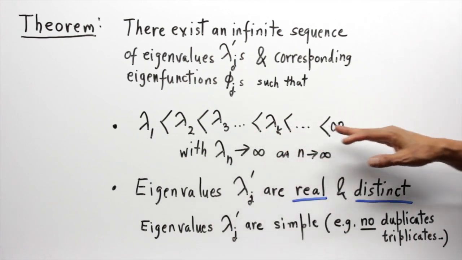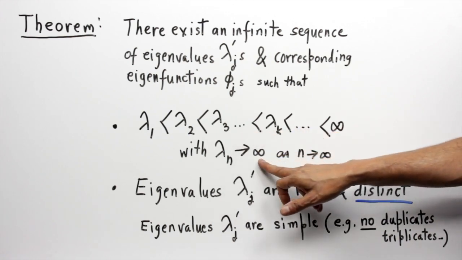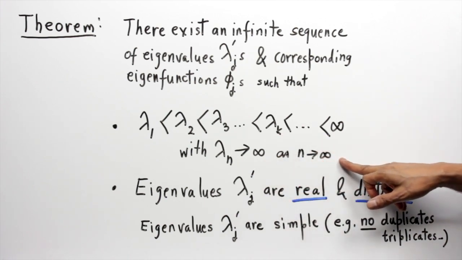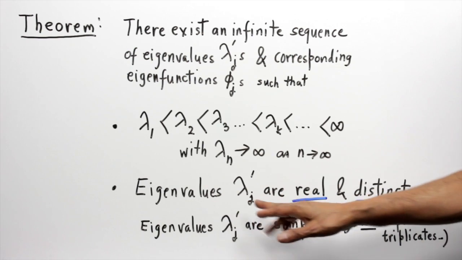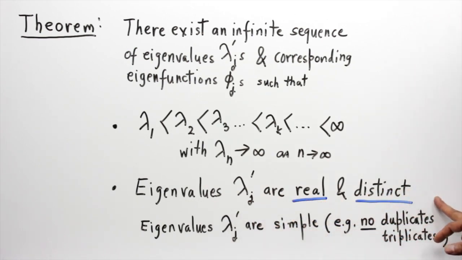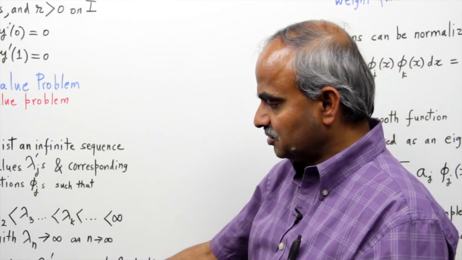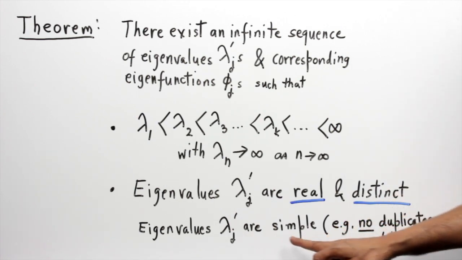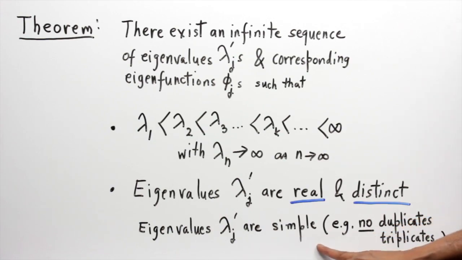So all eigenvalues can be ordered and they are less than infinity, such that as n in this sequence goes to infinity, the eigenvalue goes to infinity. So these eigenvalues approach infinity as we go to larger and larger index n. The second property associated with the eigenvalues is that the eigenvalues lambda j are real and they are distinct. Real is obvious, meaning that they don't have any imaginary part. We have real valued numbers, lambda j. Distinct means that there cannot be any duplicates or triplicates or higher copies of these eigenvalues. They are all simple eigenvalues. If we think about the eigenvalue problem, they are never repeated. They are simple.